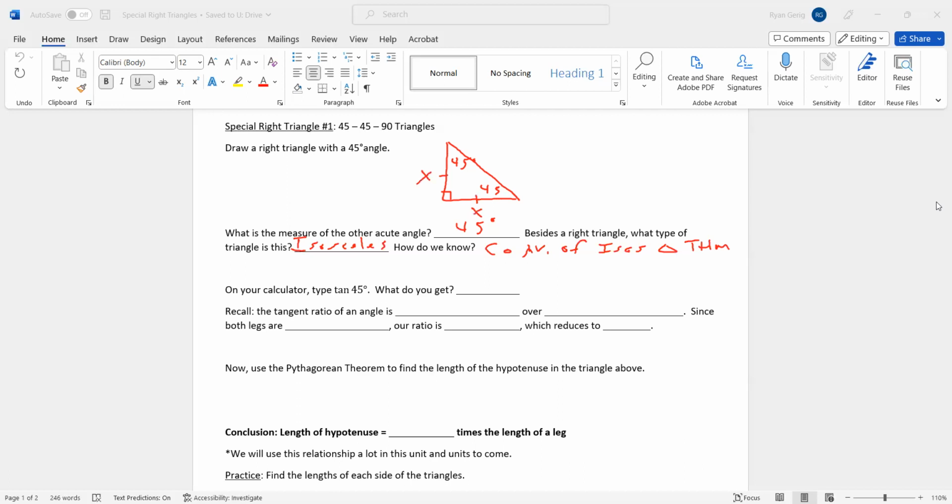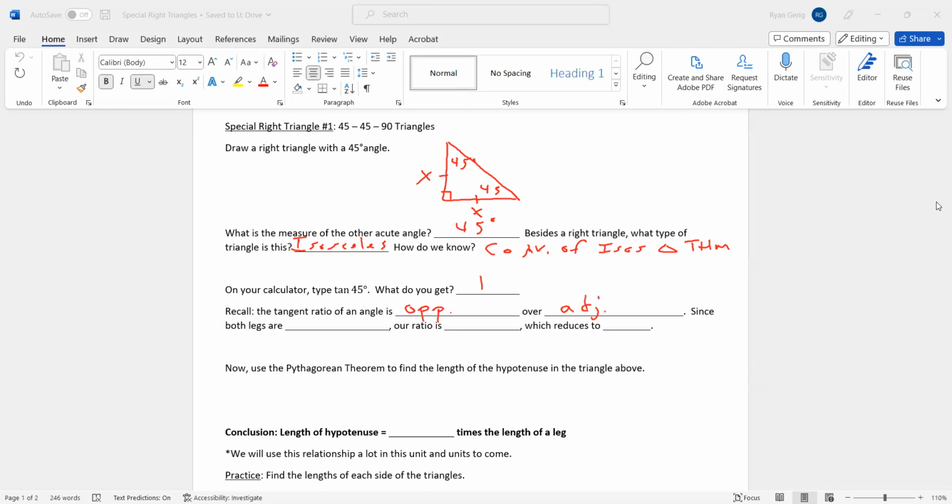One little relationship I do want you to see. On your calculator, type the tangent of 45. What do you get? I'll give you a second to actually do that. When you do that, you should get 1. Why? Well, the tangent ratio of an angle is opposite over adjacent. You should remember that from the first unit we did.